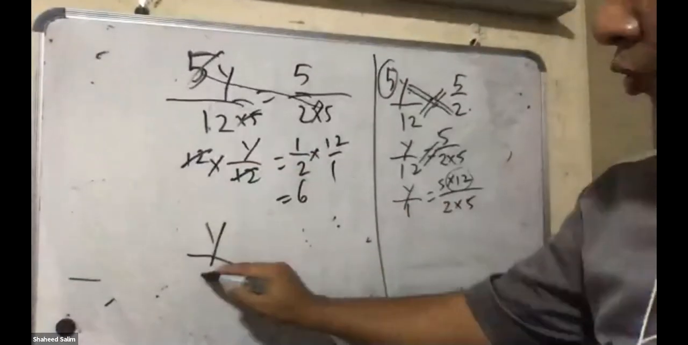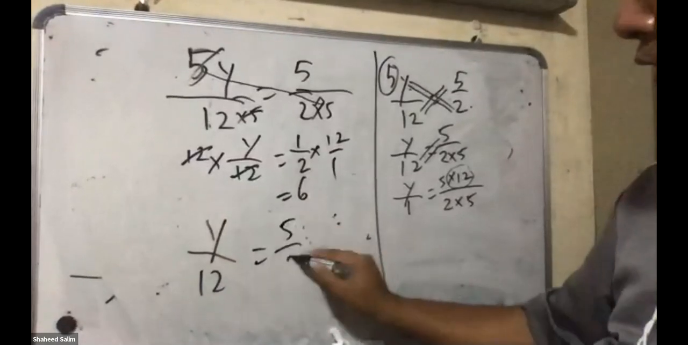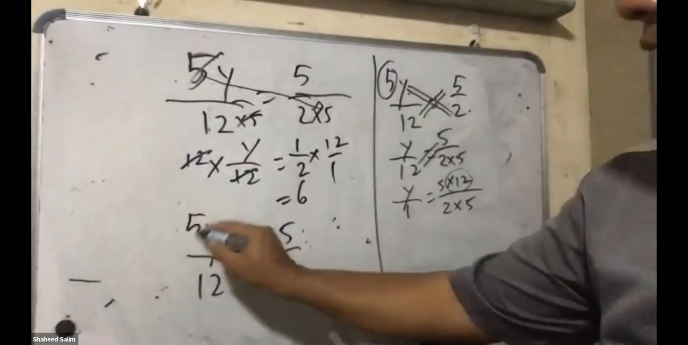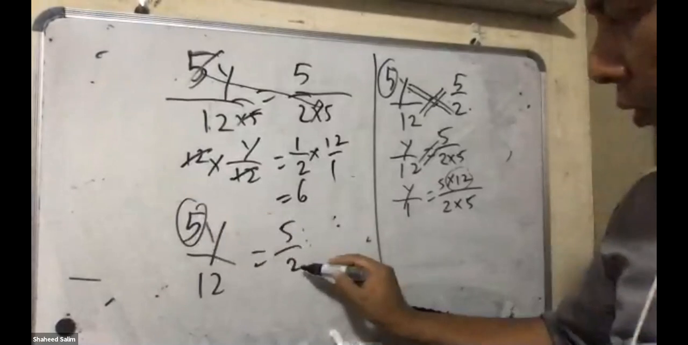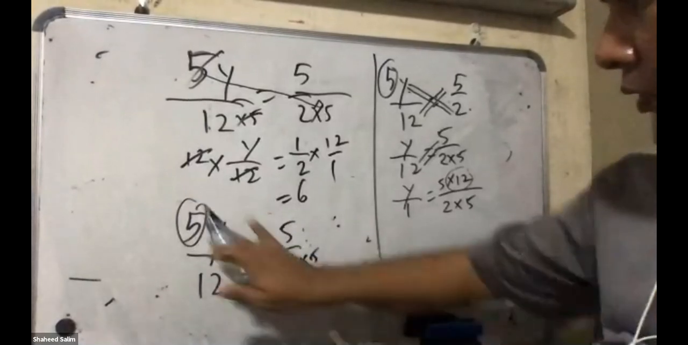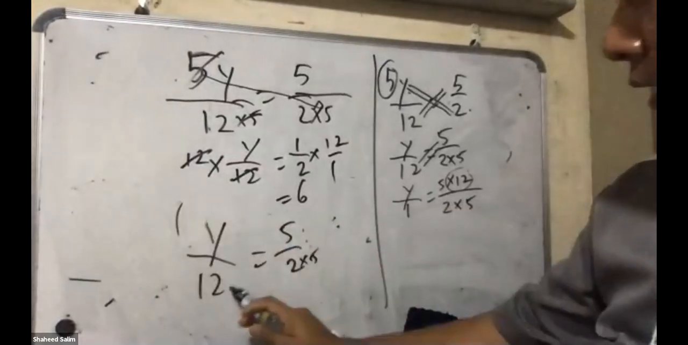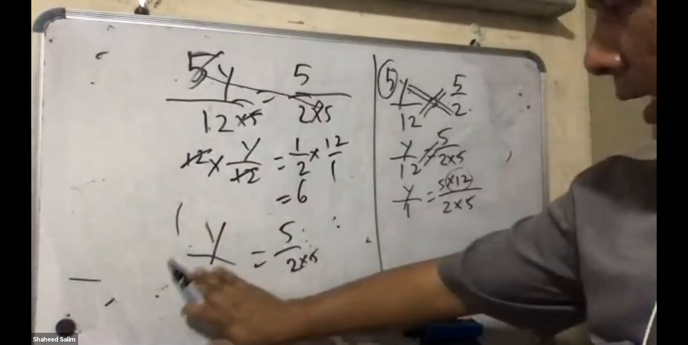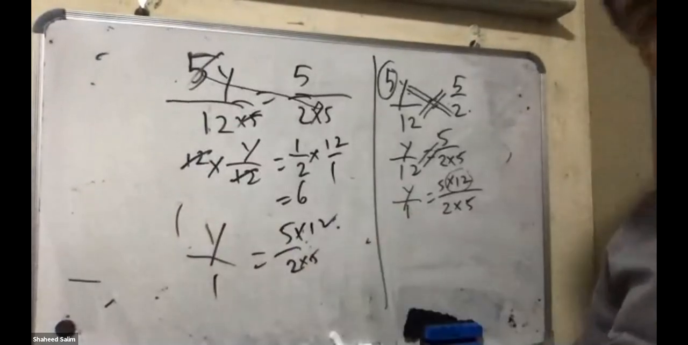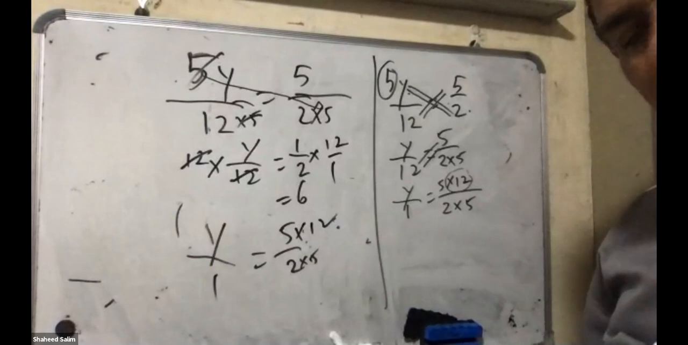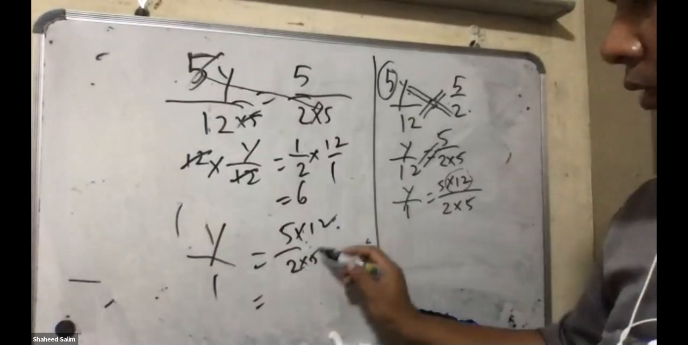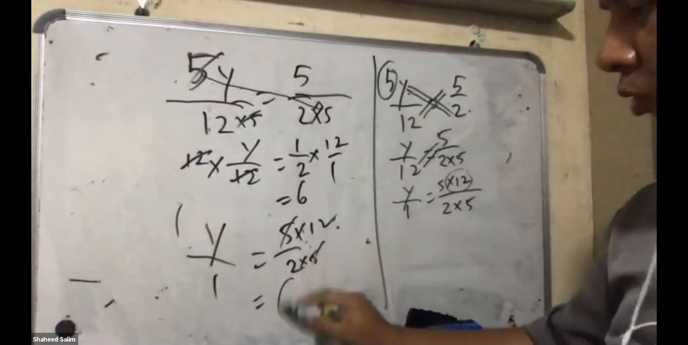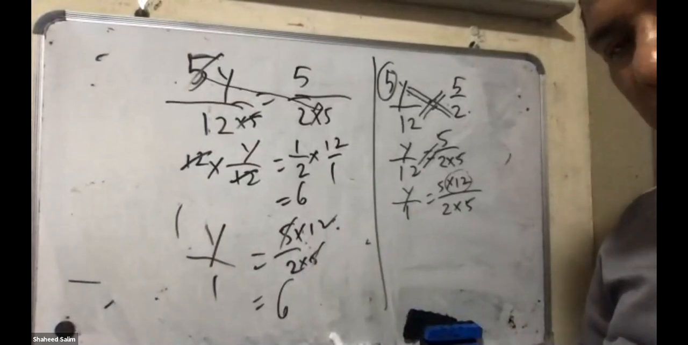So I have y over 12 equals to 5 over 2. Sorry, 5y over 2. I'm going to bring this down here. So it becomes like that. I'm going to bring the 12 up there, so times 12. So now you can cancel the 5. 12 divided by 2, 6.